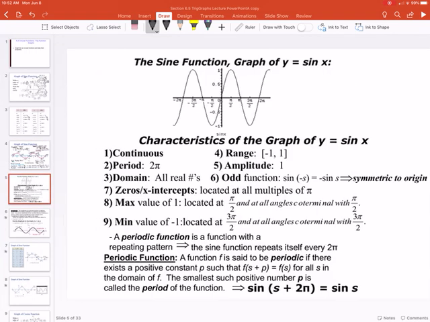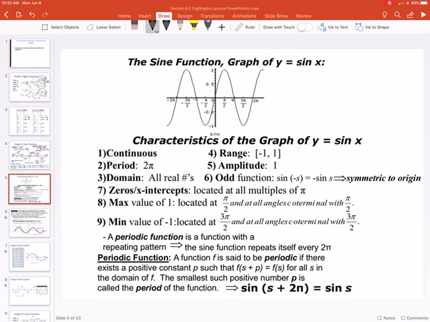So just to summarize these characteristics, you can see again on this page here, looking at those things we've mentioned on here. And again, with it being a periodic function, we know that it repeats every 2 pi. So we can come up with that conclusion: the sine of s plus 2 pi is the same as the sine of s.